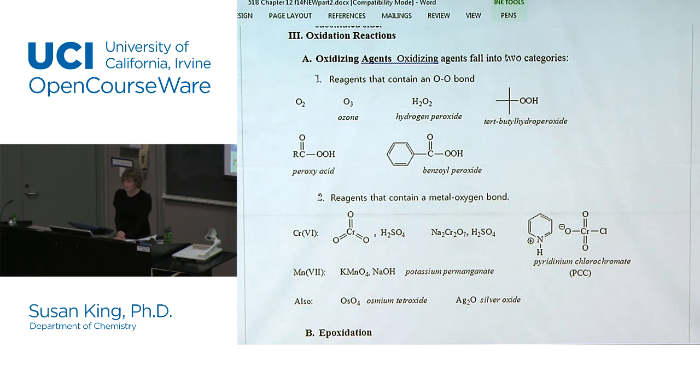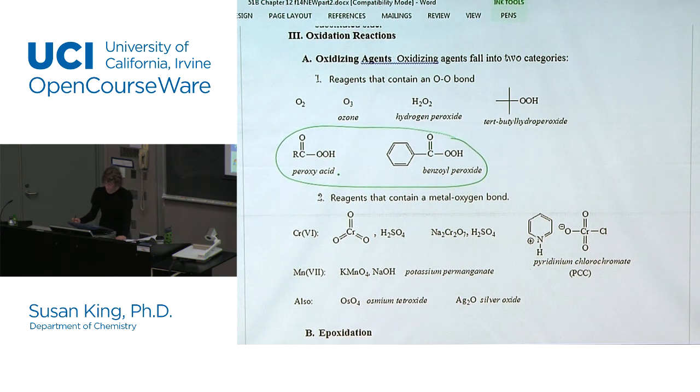Number 1 is reagents that contain an oxygen-oxygen bond. So we've got O2, ozone, hydrogen peroxide, tert-butyl hydroperoxide, peroxy acid. What are we going to use? That's a peroxy acid, isn't it? These guys are the ones we're going to use. This is a peroxy acid. So peroxy acids are the things that we're going to use. Benzoyl peroxide is a peroxy acid. And yes, that's the same stuff that you get in acne medicine. Benzoyl peroxide, you're actually putting it on your skin. That's one of the reagents in this category.